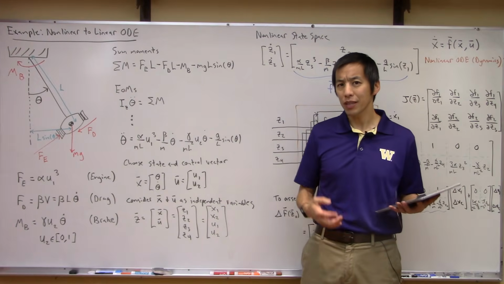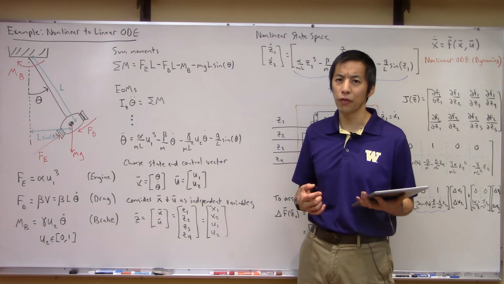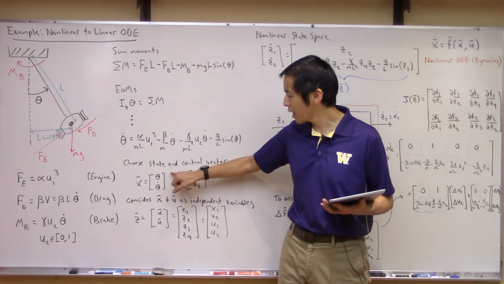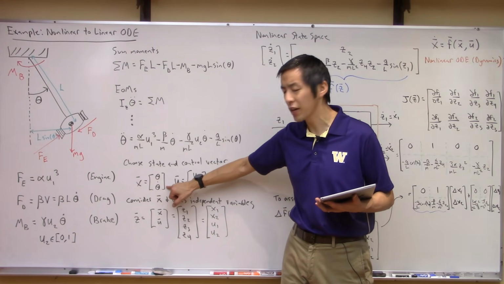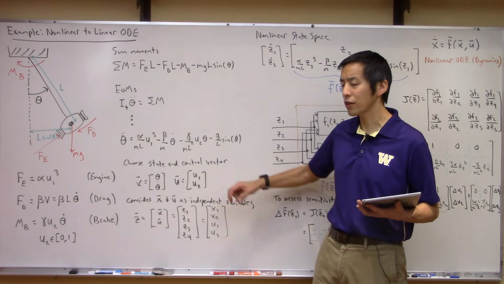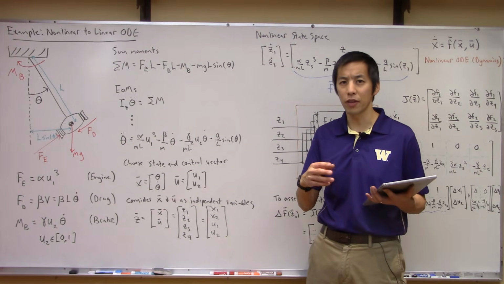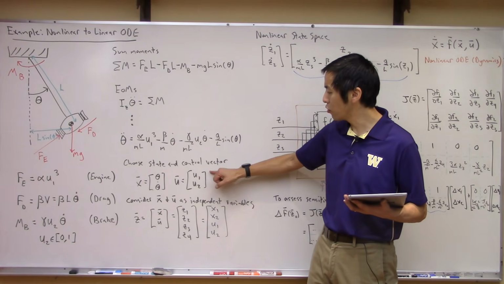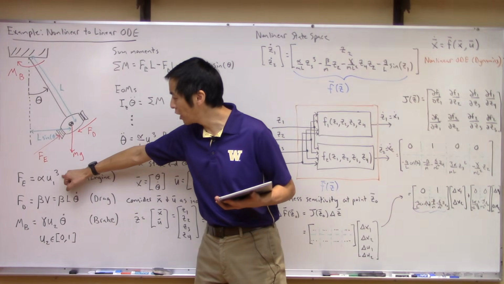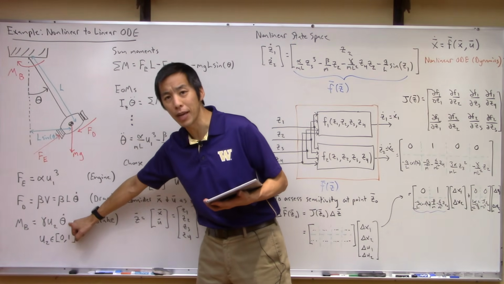So now let's choose a state and control vector for this. In this case, the state vector is just going to be theta and theta dot. And then the control vector, the two controls that the user would have, is U1 and U2, right? So it's the engine throttle and the brake command, okay?